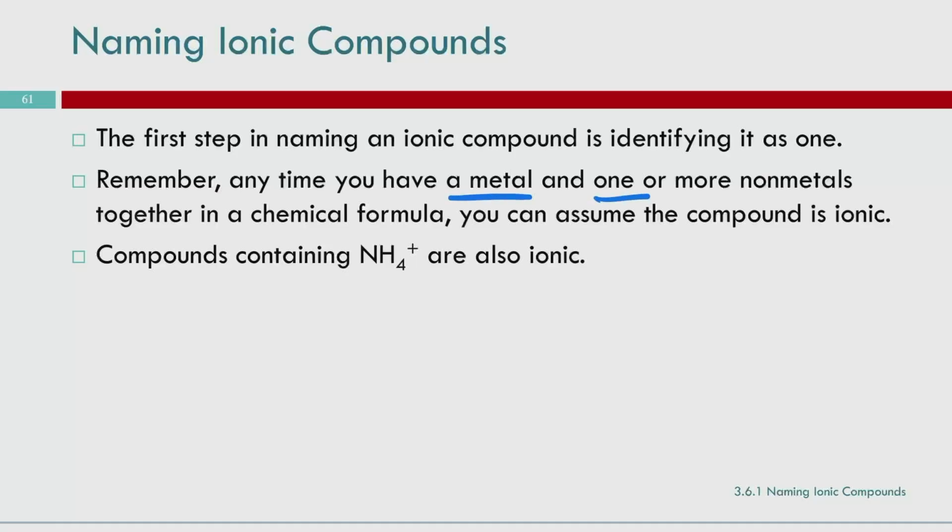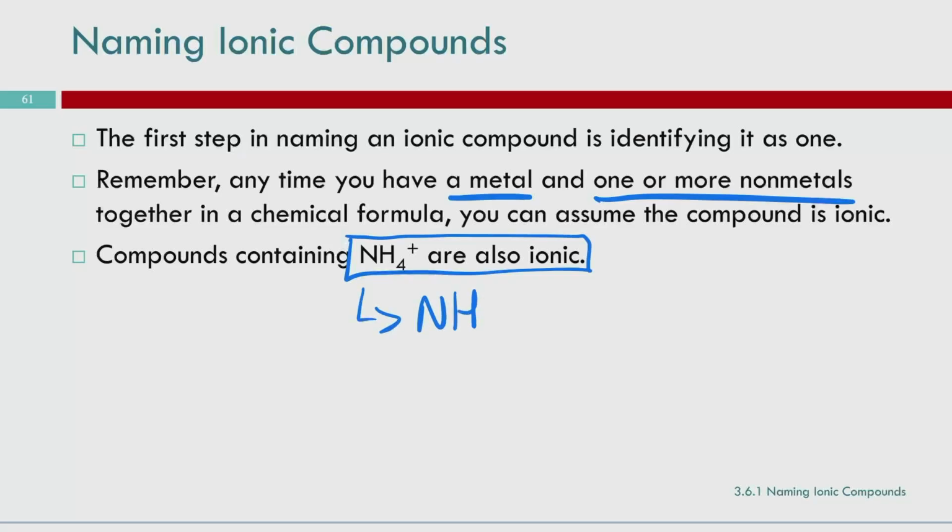Anytime we have a metal and one or more nonmetals, we can assume that the compound is ionic. Compounds containing NH4+ are also ionic. So for example, NH4Cl. This is made up of a cation, NH4+, and an anion, Cl-. If you see a metal, it's an ionic compound. The metal will always come first.